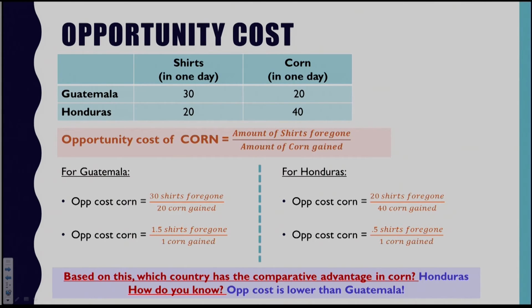Do you agree? Honduras has the comparative advantage in corn. How do we know this? Well, their opportunity cost is lower than in Guatemala. In Guatemala, they give up 1.5 shirts to produce a corn. In Honduras, they only give up half a shirt to produce corn. Again, remember, the lower opportunity cost is better. We want to give up less shirts when we produce corn.